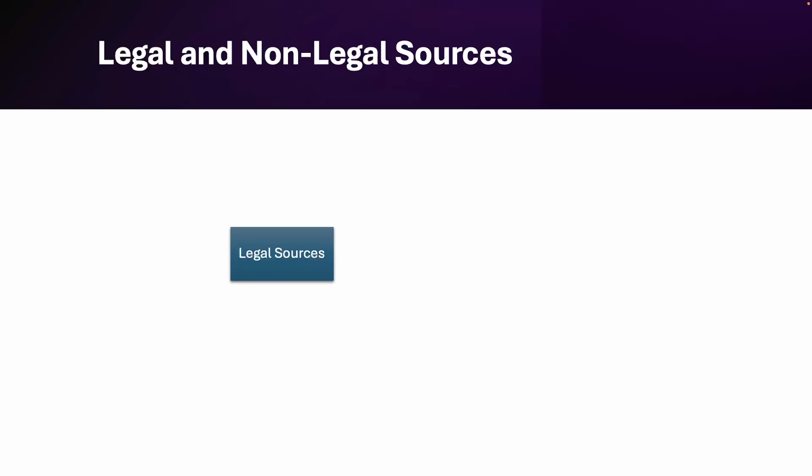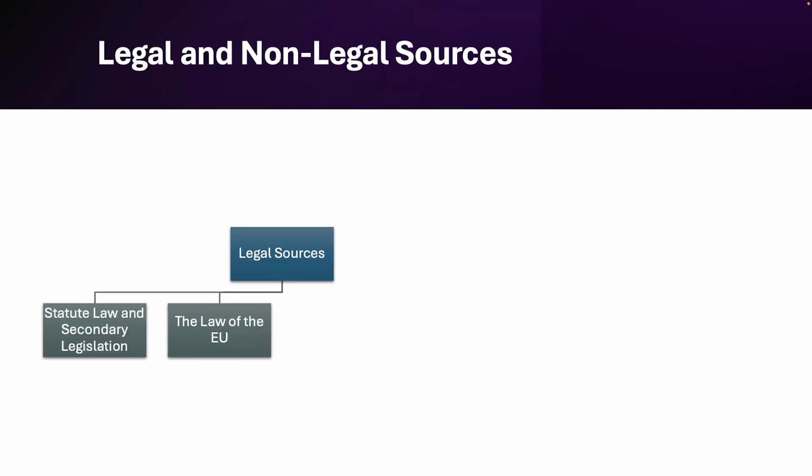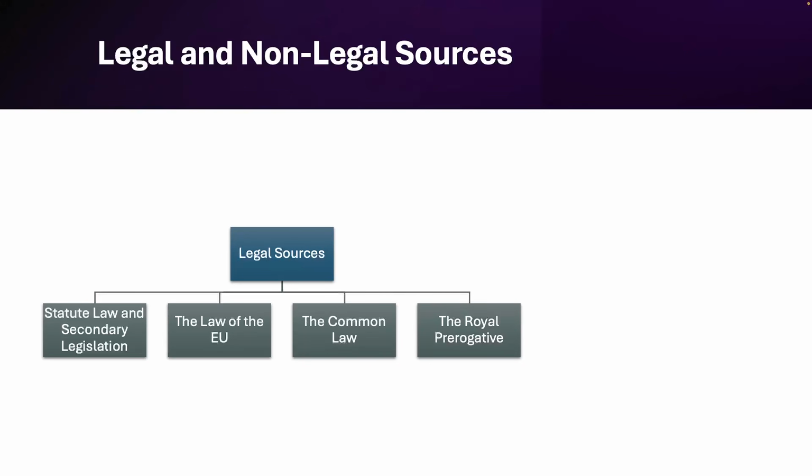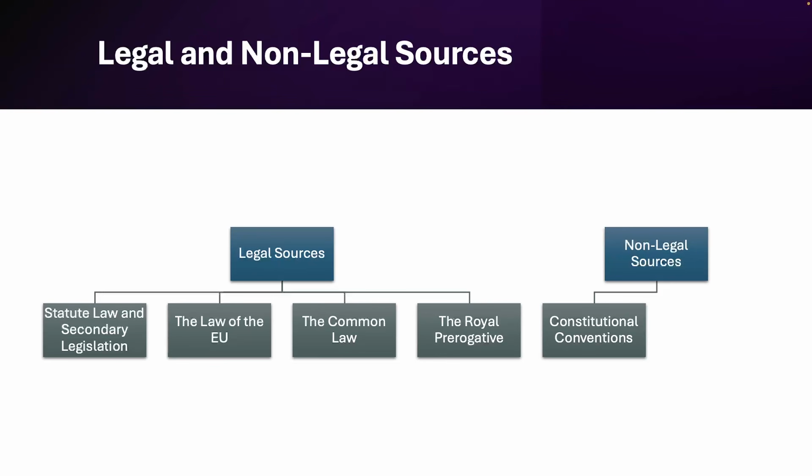And so when we look at the legal sources, we can see that this includes statute law and secondary legislation, the law of the European Union, again with an asterisk attached to it, the common law, and also the royal prerogative. These are all the legal sources of the UK's constitution. And by contrast, the non-legal sources include constitutional conventions and works of authority. And these are the ones that are non-legal. These are more persuasive sources, and we'll get to those in more detail in future lessons.